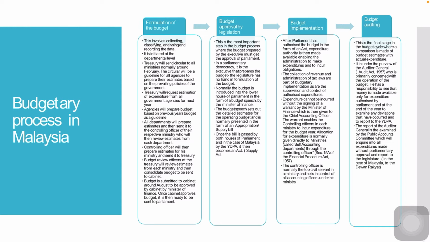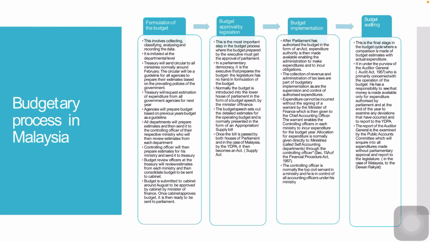So the collection of revenue iaitu tax and administration of tax law are part of the budgetary implementation, as are the supervision and control of authorised expenditure. So the expenditure cannot be incurred without the signing of a warrant by the Ministry of Finance. So sesuatu pembelanjaan tidak boleh berlaku tanpa ada tanda tangan daripada Menteri Keuangan. And then, bila Menteri Keuangan dah sign, it's then given to the Chief Accounting Officer. So the warrant enables the controlling officers in each ministry to incur expenditure for the budget year.